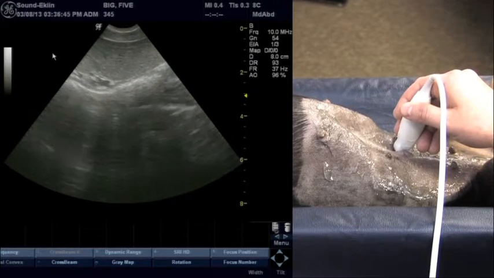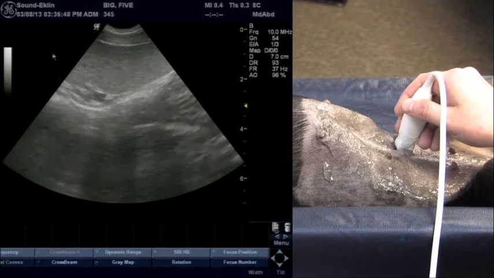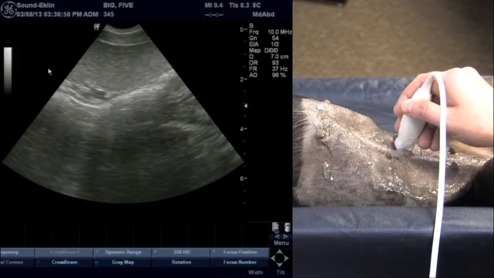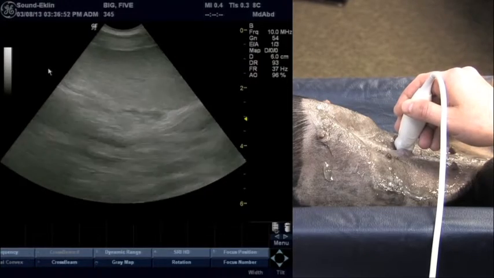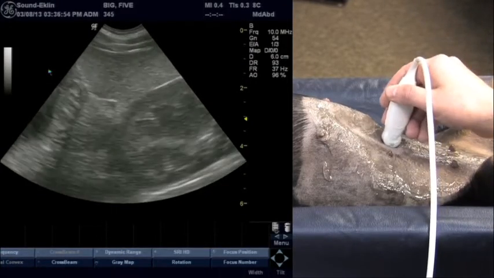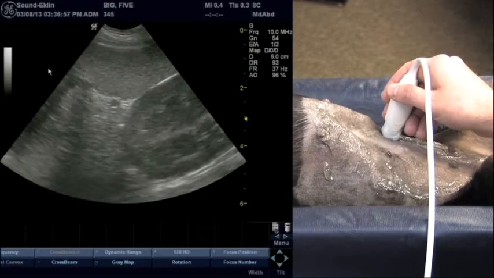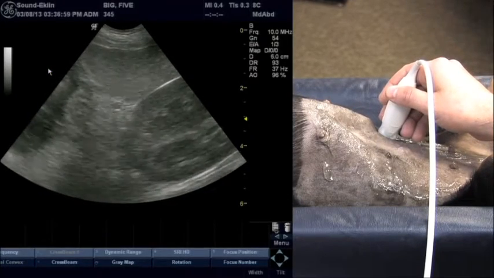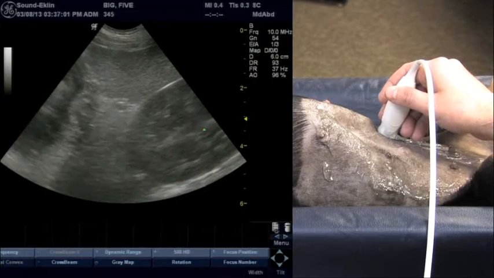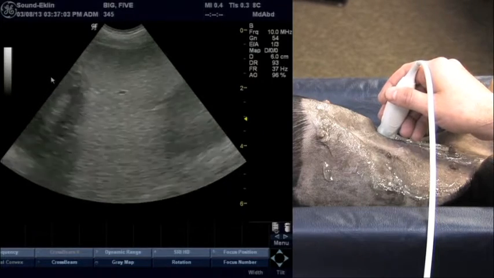At this point, I'm going to adjust the depth. This is a shallow structure, and I don't need to have as much information on the screen, so I'm going to make our depth more shallow so that we can focus on the spleen, and we'll repeat that motion where we're starting at the body or junction of the body and the head of the spleen. We've got kidney and stomach.